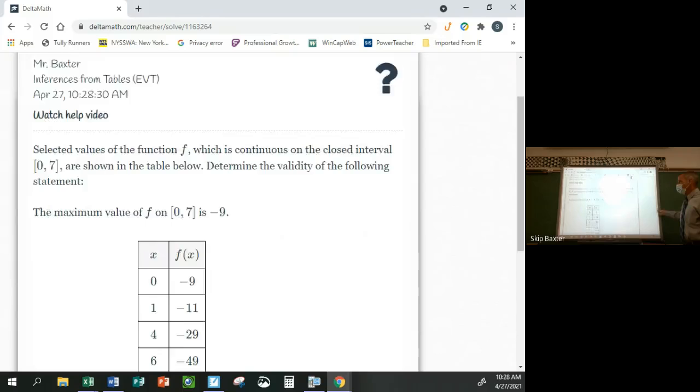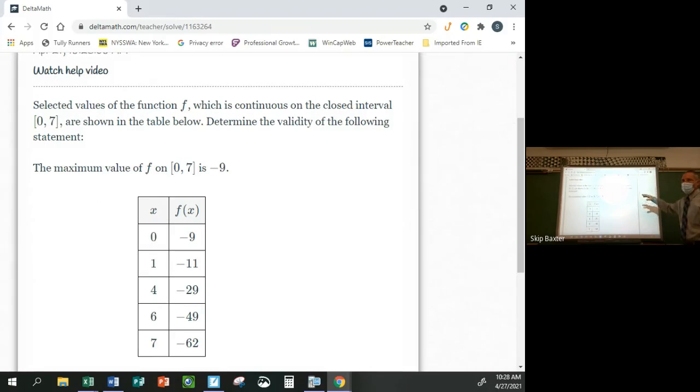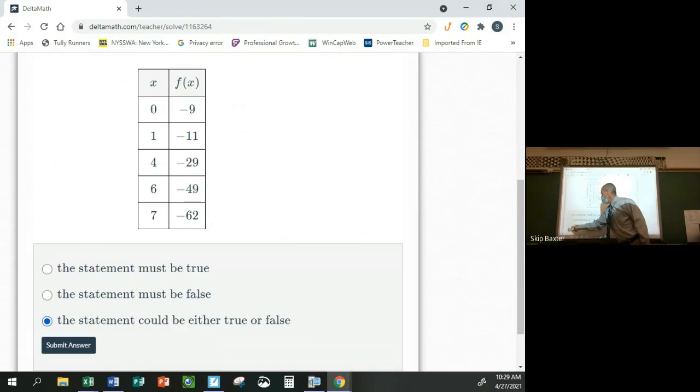So this one, they don't say anything about increasing, decreasing, strictly anything like that. They're just saying it's continuous. So the maximum value is -9. True or false, or could be either. Could be either, right? That's the largest value that appears on the table. But that doesn't mean that it doesn't start here and then go up and then go back down. Like at 1/2, it could be -8, in which case the maximum value would be -8. So this is one that could be either true or false.